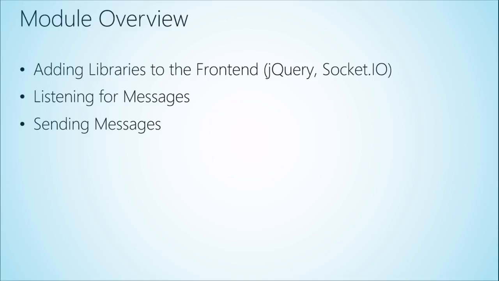Again, we're going to talk about adding libraries to the front end. We're going to talk about jQuery and socket.io. We're going to cover a little bit of Stylus to show you how that works. We previously mentioned in terms of middleware Stylus compiling down to CSS, so we're going to just point that out and show that. We're also going to talk about, if you're using socket.io and we're working on the front end, how do we listen for messages and how do we send messages?